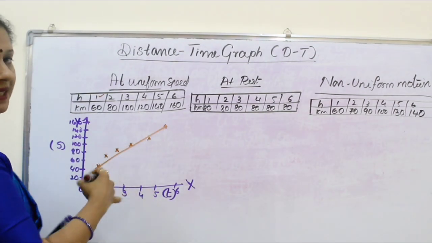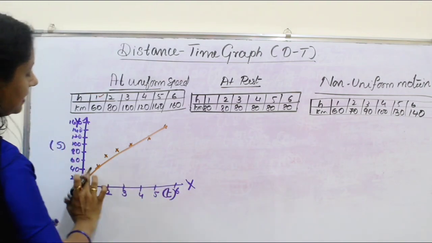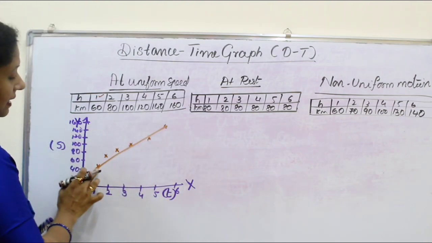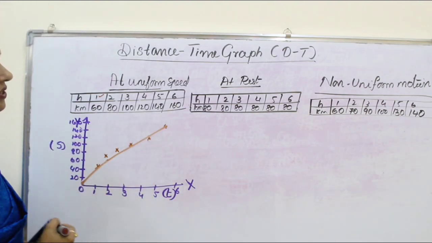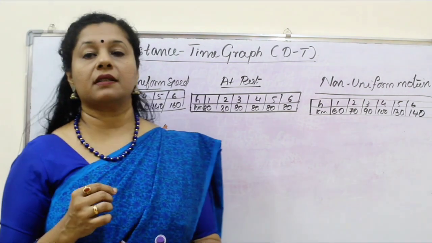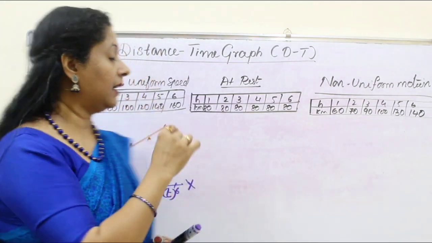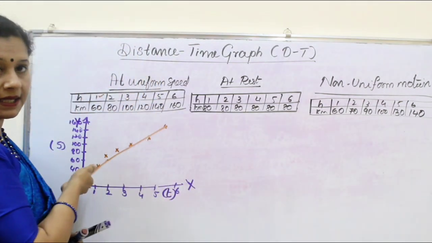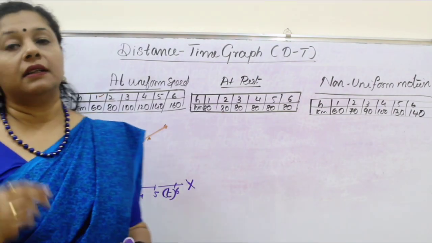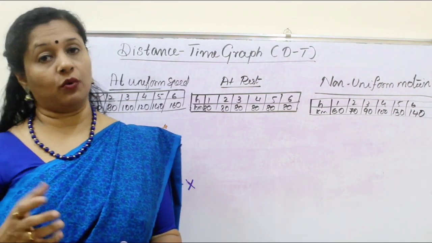Since I am not using a scale and graph paper, a slight difference is there, but you can see that it is a straight line, it should not bend. So this graph, if it is a straight line making an angle with the x-axis, then the body is in uniform motion.